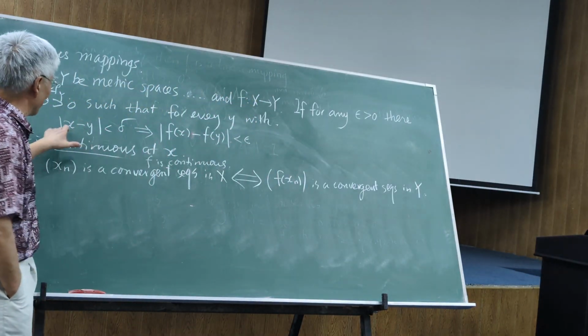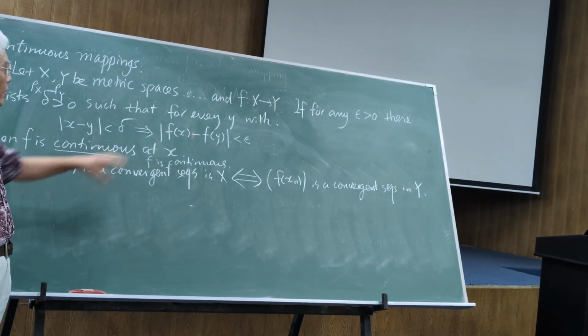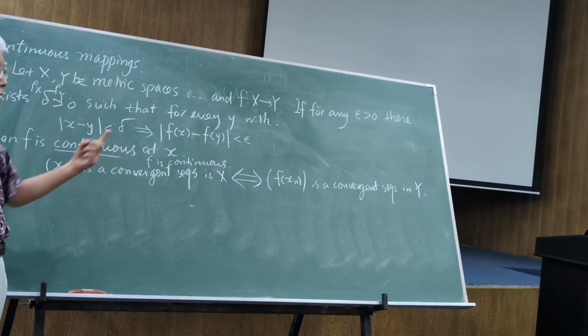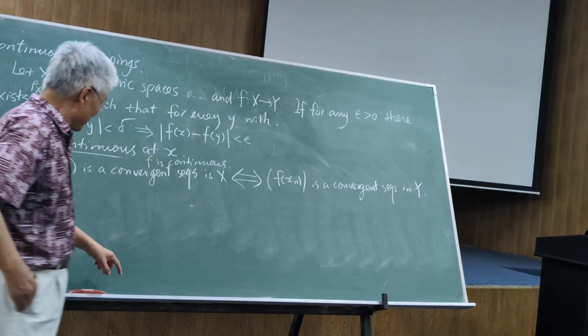Now each term of the sequence, if their distance is small enough, then their images' distance is also small enough. It is continuous. How about the converse? So if this is just a one-way implication, write this as something.